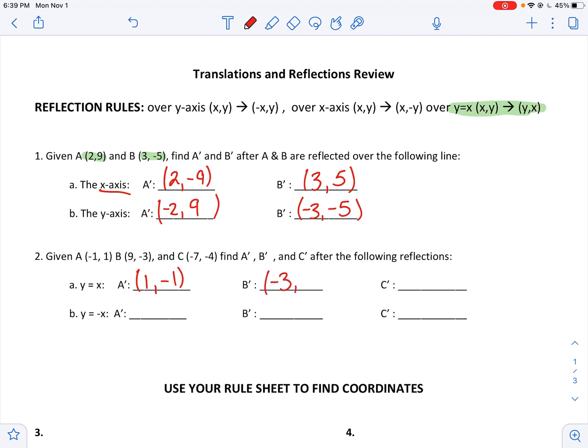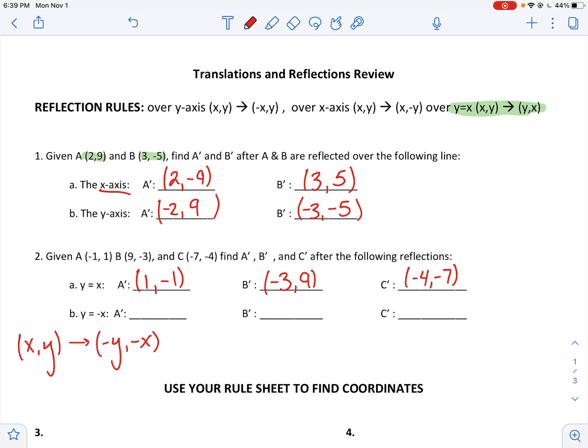This would be negative 3, 9. And this would be negative 4, negative 7. Now the rule for y equals negative x is x, y maps to negative y, or the opposite of y, negative x, or the opposite of x.